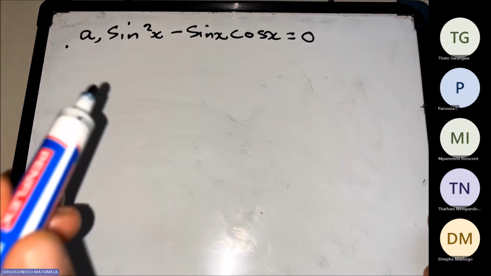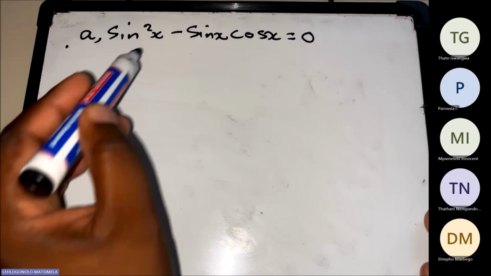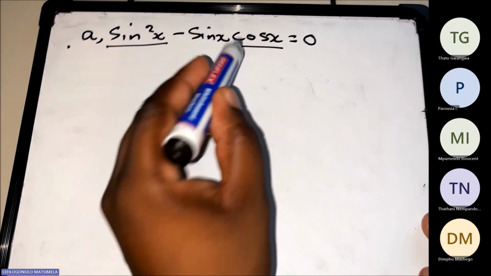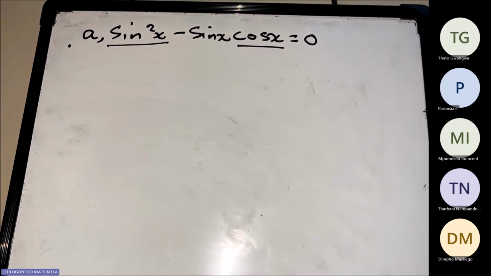Now we have two different ratios here. The first ratio is sine, the second ratio is cos. In simple terms, we have to work with a single ratio if possible. But if it's not possible, let's see what we can work with, and if it can be simplified and factorized, we can work with it. If it cannot be simplified and factorized, it means we have to change one of the trig ratios into the other.